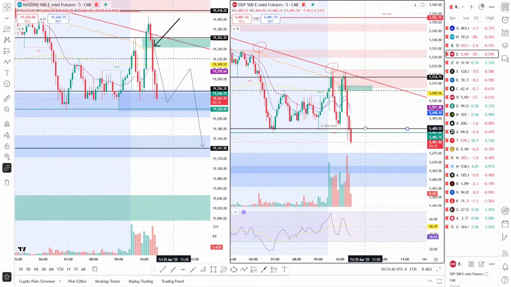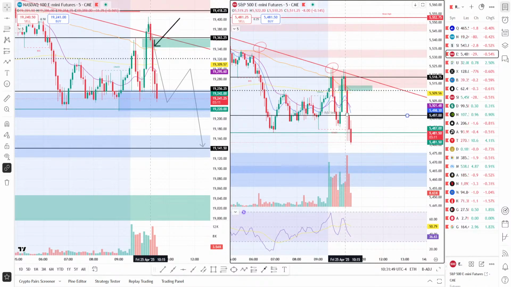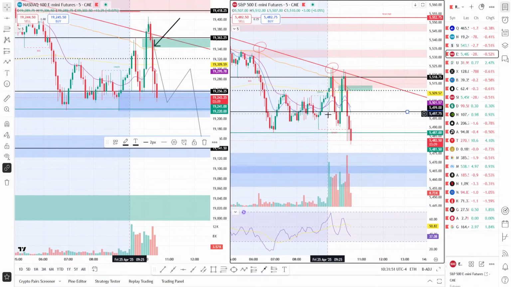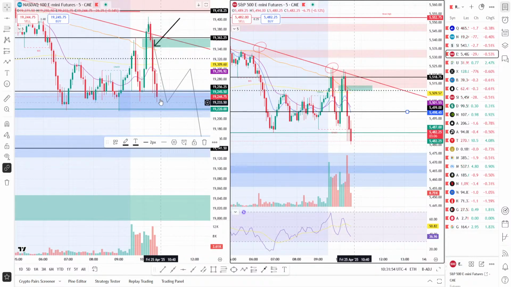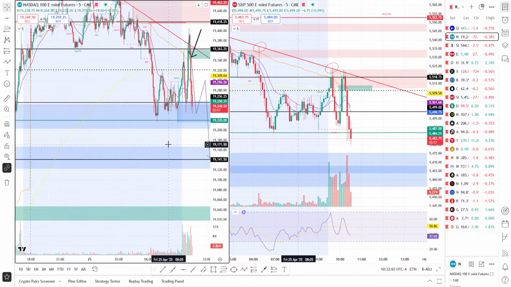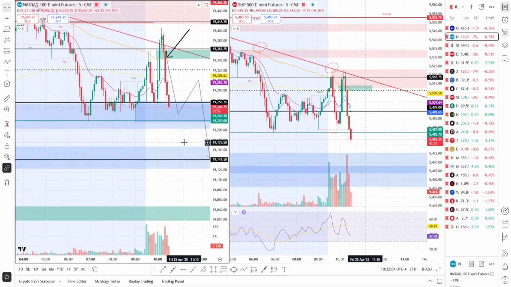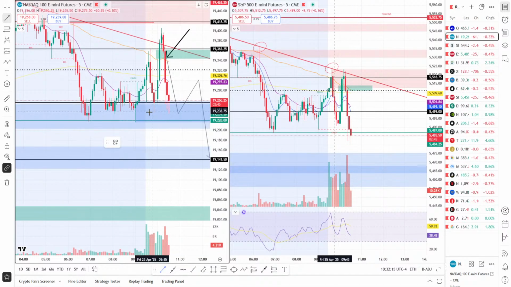All right, we broke these lows on the ES. We're going lower. I like to see a strong close below these lows here, especially this low right here.